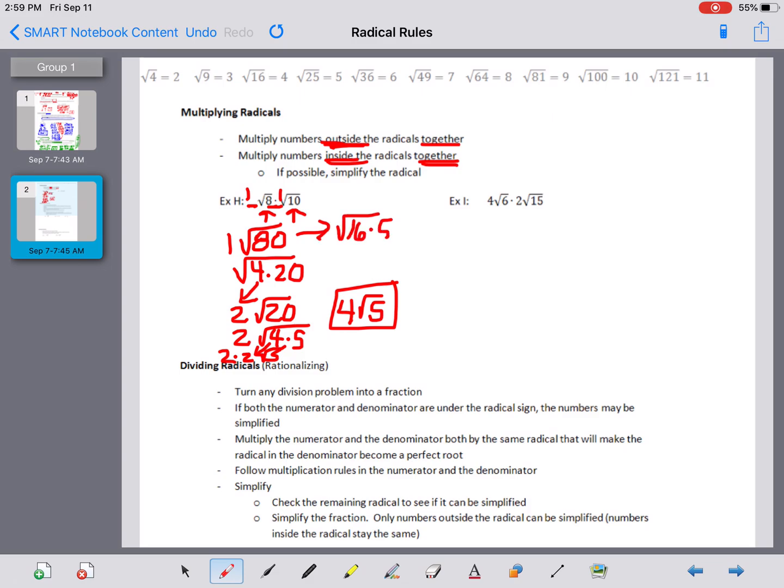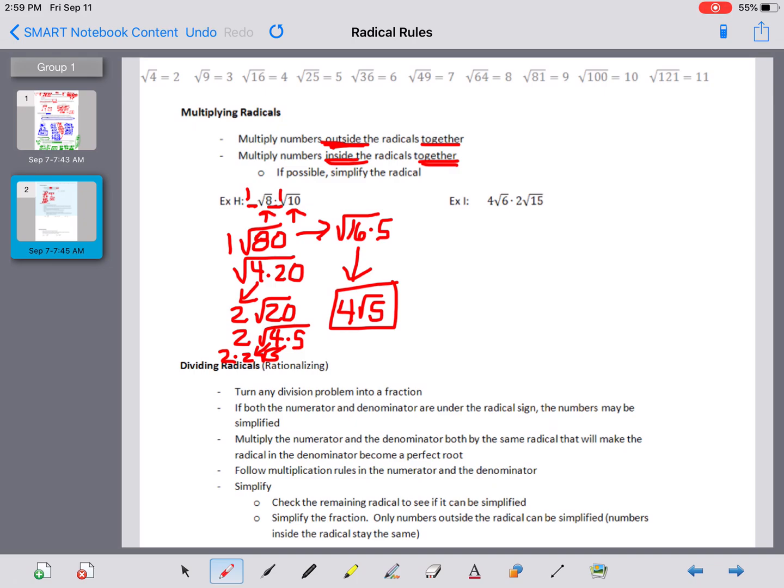Okay? Some of you may have said, wait a minute, square root of 80, that's the same thing as 16 times 5. And guess what? That would have made 4 square root of 5 as well. Remember, it's okay to do it in small steps. It's okay to do it in a giant leap. Do what's comfortable for you as long as we get the same answer. All right, let's try example I.